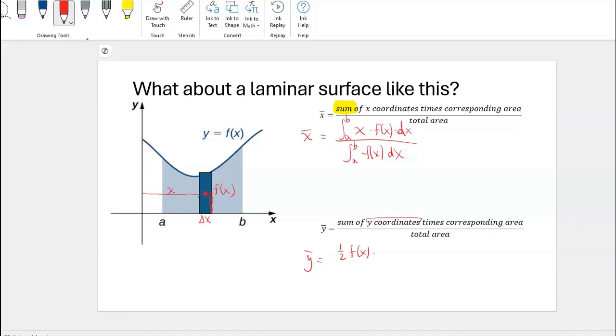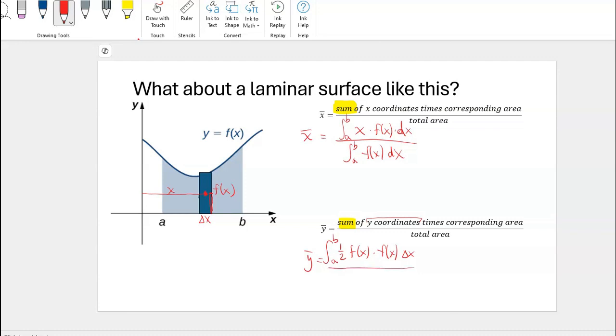Now, times the corresponding area. What's the area of a rectangle? The entire function times delta x. Now again, we're taking a sum of it. So since we're taking a sum, that's going to be an integral over some bound from a to b.